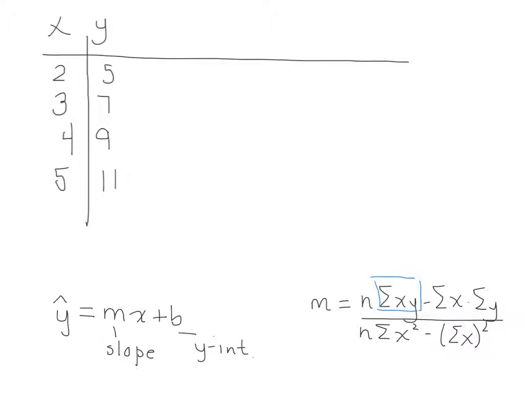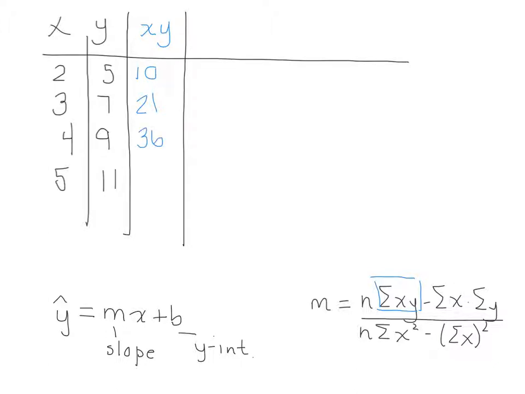So the first thing I'm going to need to do is determine the product of my x's and y's. So what do I get when I multiply x and y together? And I'll try to color code this to make it a little easier to follow. My first x and y are 2 and 5. If I multiply them, I get 10. 3 times 7, 21. 4 times 9, 36. And 5 times 11, 55. I'm going to need that sum. And so when I add those up, I get 122.